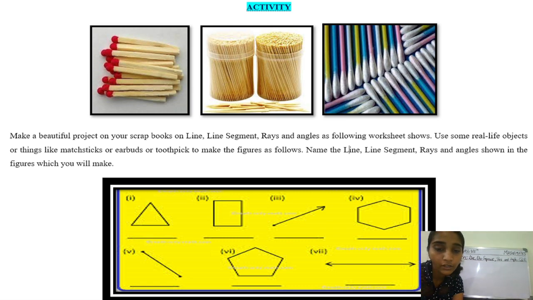You can also give names to them yourself, like ABC, and then mark which one, AB, is a line or AB is a ray, like this. Okay, you have to do this for individual figures.